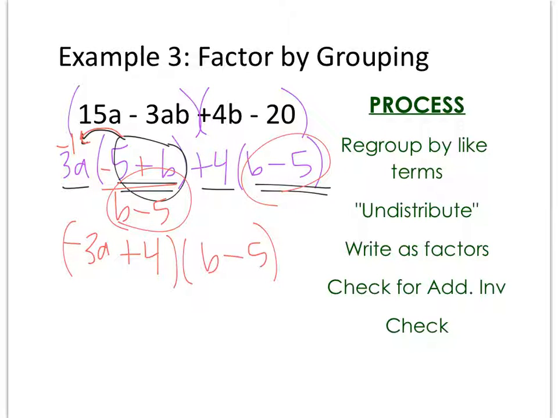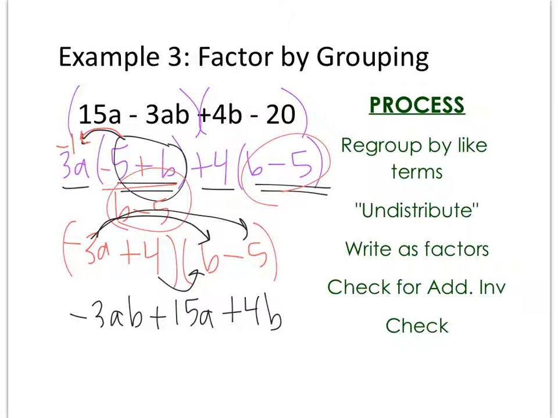Let's check our answer by FOILing to make sure that we have indeed all 4 of our products. Negative 3a times b is negative 3ab. Negative 3a times negative 5 is a plus 15a. 4 times b is a plus 4b. And 4 times negative 5 is a minus 20.